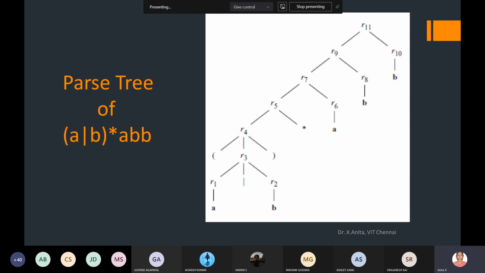So what is the first step? So first I have to proceed with constructing the parse tree for the regular expression. So while constructing the parse tree, you have to follow the precedence of operators. Precedence of operators is nothing but first the brackets are going to be evaluated. Next comes Kleene closure, then concatenation, and then the union operation.